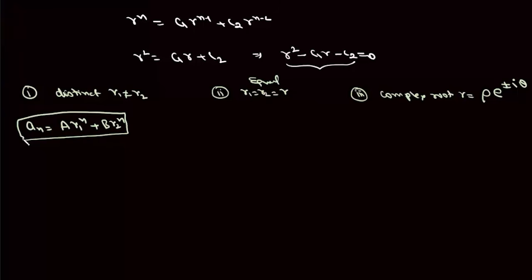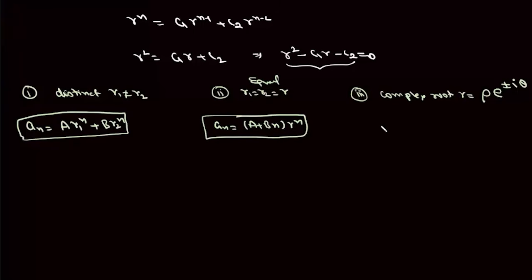We have actually discussed characteristic equations and the basis when we were studying matrices. For your reference, I'll provide the link to that matrices video in the description below. If the roots are real and distinct, then this a_n can be expressed as A r1 to the power n plus B r2 to the power n. Now if the roots are real but equal, in that case this a_n can be expressed as (A plus Bn) r to the power n.